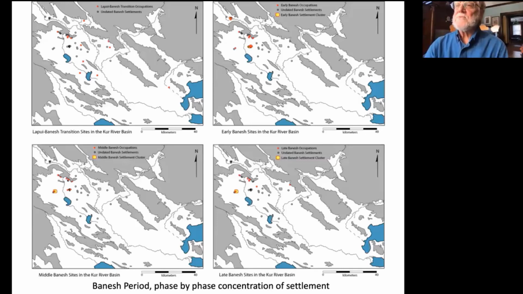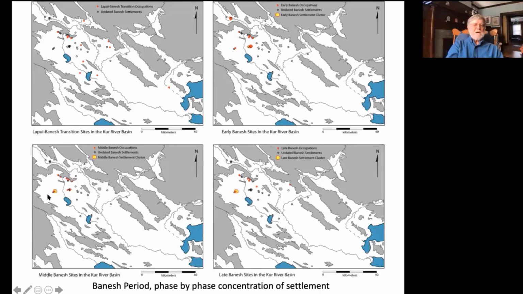So now I'm going to review the settlement patterns and the site size distribution for each of those periods. And then I'm going to move on and look at the ceramics in terms of their compositions. So this is a quick thing. Everybody has seen these before. Banesh period, initial, the Lapui Banesh transition: a scatter of very small sites in the western end of the valley. In the early Banesh, the sites cover a much smaller area. And again, they are mainly small sites.